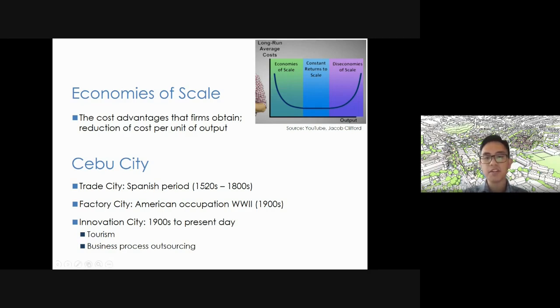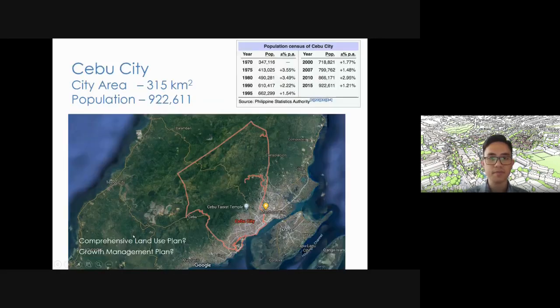From the 1500s to the 1800s, Cebu City was a trade city for the Spanish, and became an industrial city during the American occupation, and then an innovation city, basically talking about services, BPO, which is what we're experiencing today. So tourism and business process outsourcing.